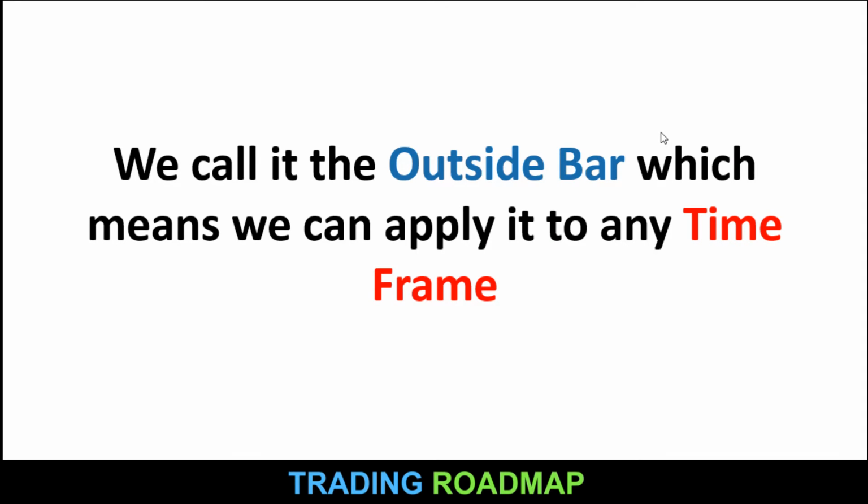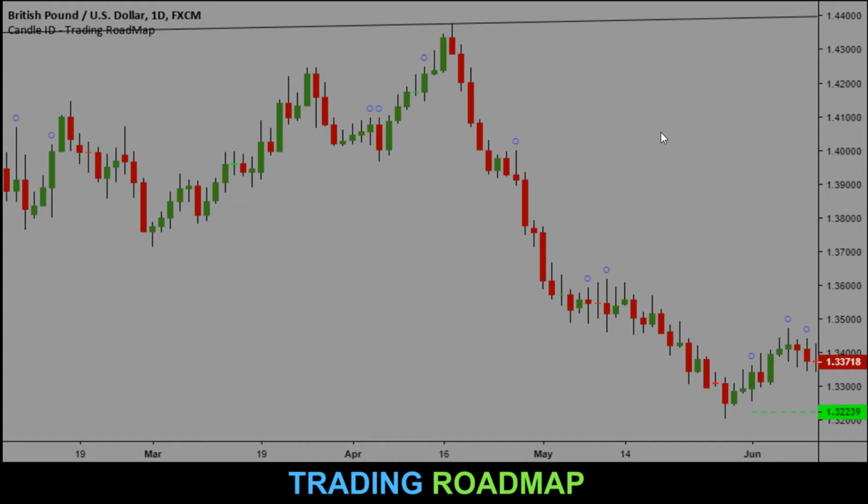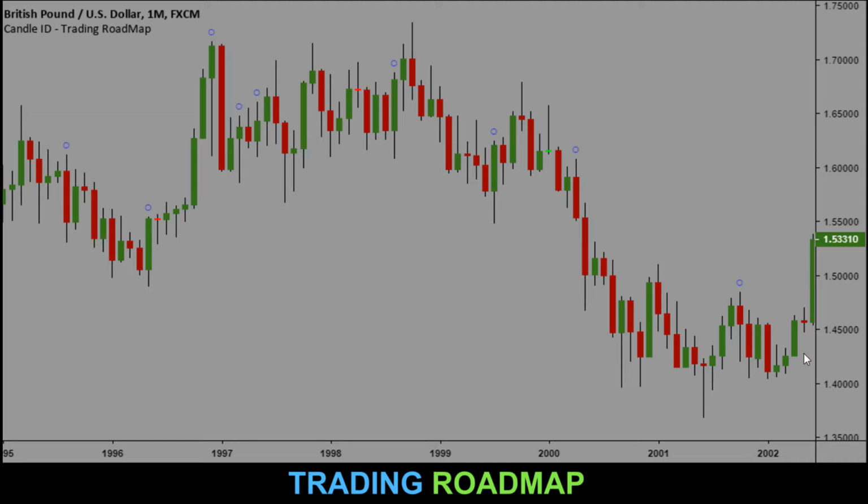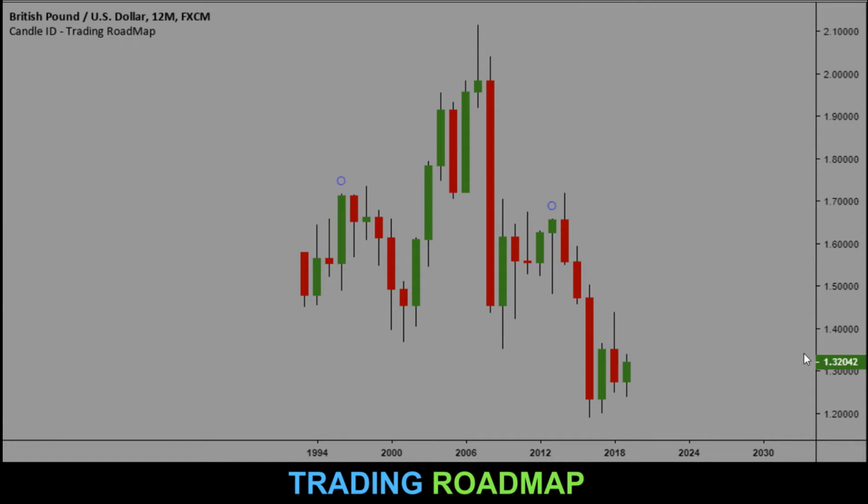And as I mentioned, we call it the outside bar, which means we can apply it to any time frame. So I'll show you now, that's the daily, and those with the letter O are all outside bars, because they took the previous bar's highs and lows. And also for the weekly, same story, you have this bar that took the highs and lows, also this bar, same here. Also you can find it on the monthly chart, doesn't really matter, and even on the yearly chart you can find it, this bar took the highs and lows, and exactly the same one here.